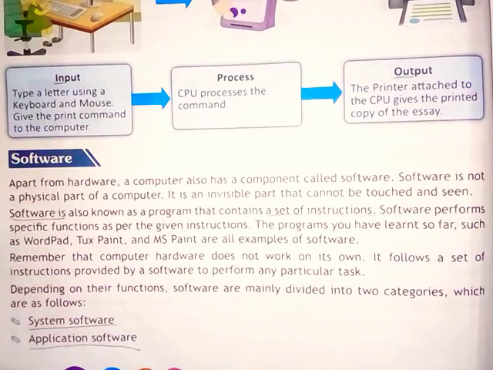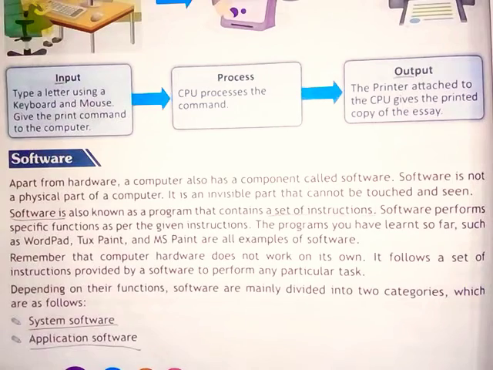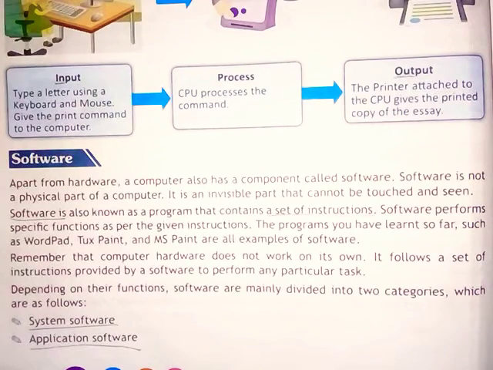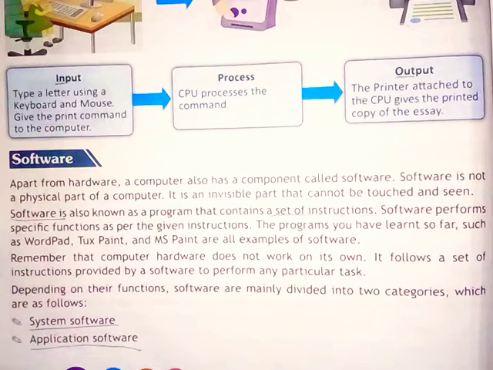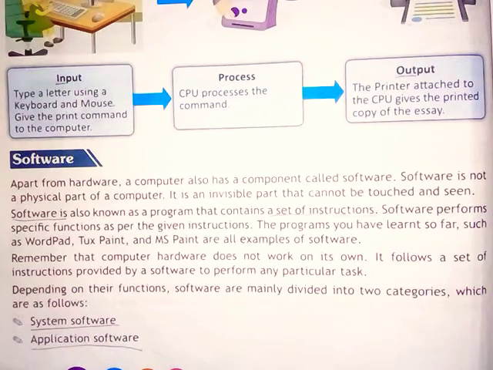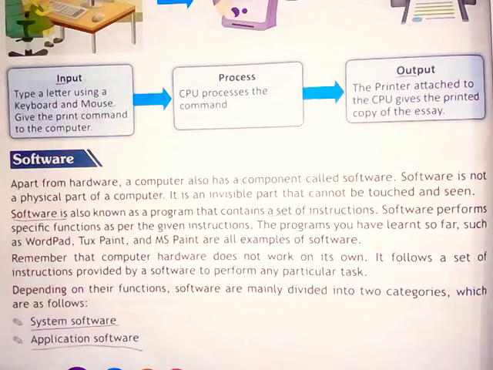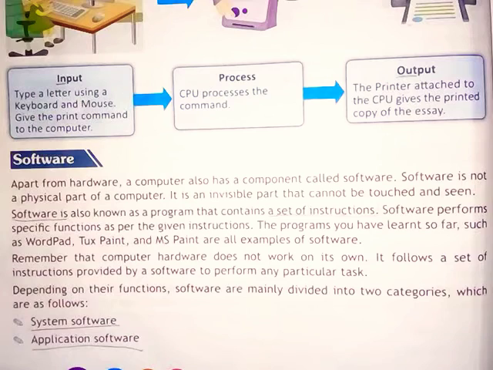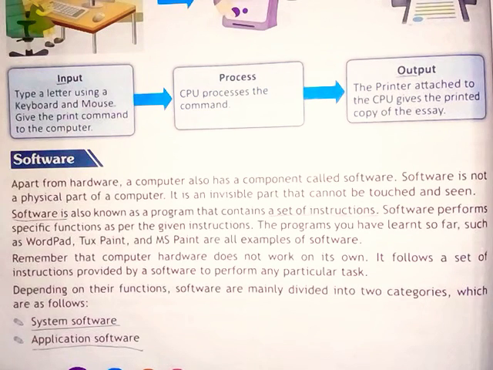Software. Apart from hardware, a computer also has a component called software. Software is not a physical part of the computer. It is an invisible part that cannot be touched and seen. Software is also known as a program that contains a set of instructions. Software performs specific functions as per the given instructions. The programs you have learned so far, such as WordPad, Tux Paint and MS Paint, are all examples of software.